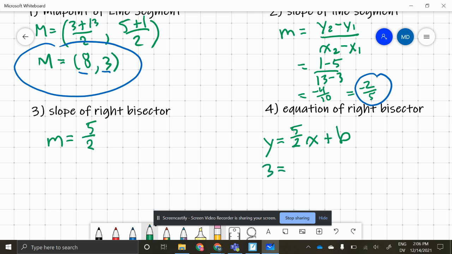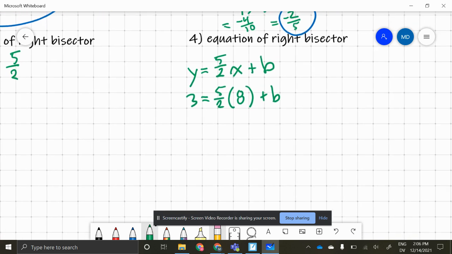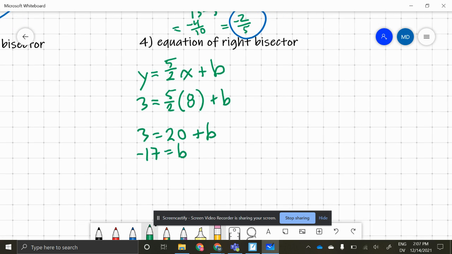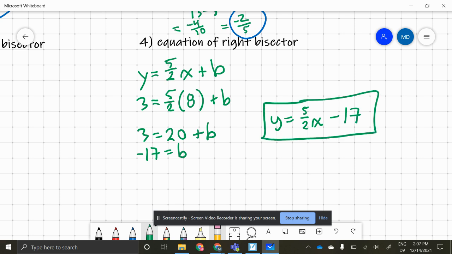So 3 for the y and 8 for the x. And now we have an equation with only one unknown in it, the b. So we take this and we unravel it to isolate that b. So 5 over 2 times 8 is going to be 20. We subtract 20 from both sides, and we get that our b value is negative 17. So we can rewrite our equation, y equals 5 over 2x minus 17, and now we know the value of our y-intercept, and that is the equation of the right bisector.